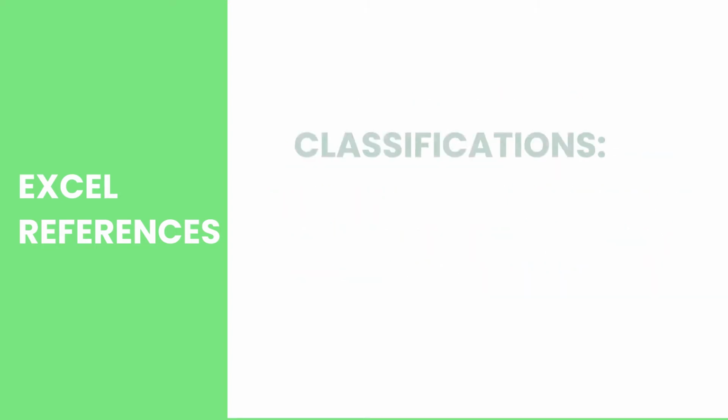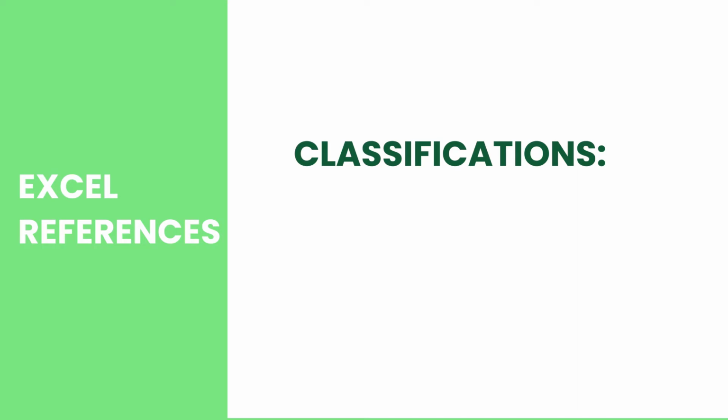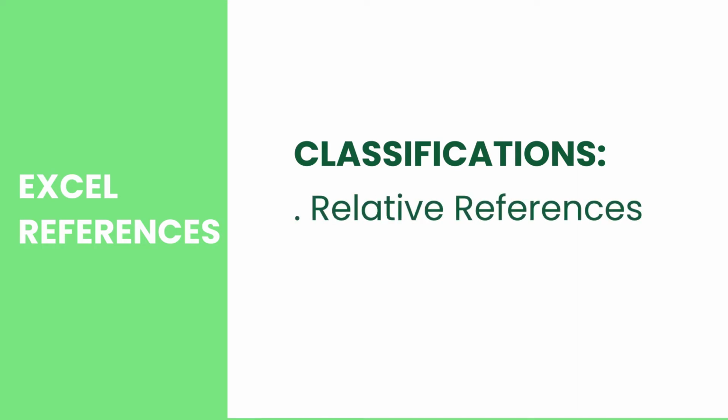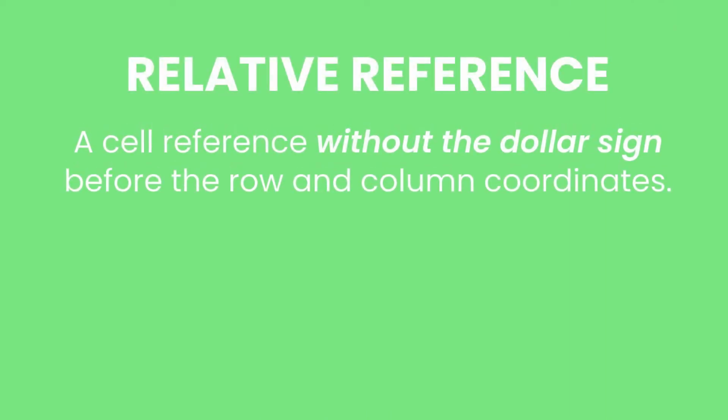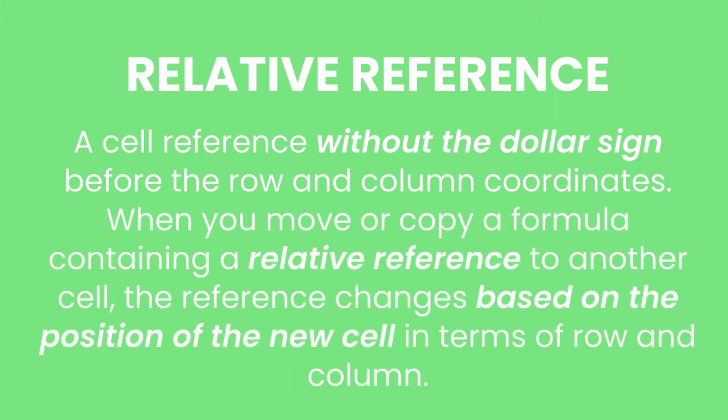There are two main classifications of cell references in Excel: the relative references and the absolute references. A relative reference is a cell reference without the dollar sign before the row and column coordinates. When you move or copy a formula containing a relative reference to another cell, the reference changes based on the position of the new cell in terms of row and column.